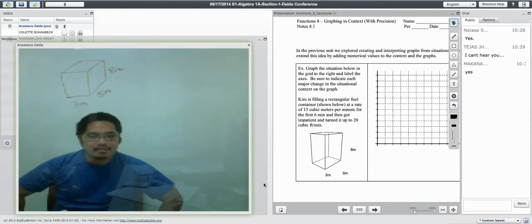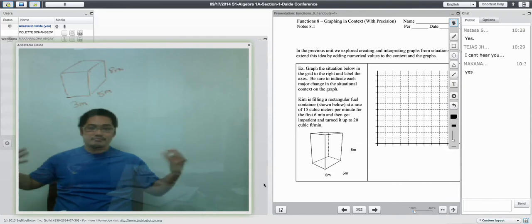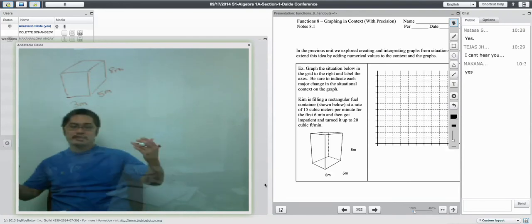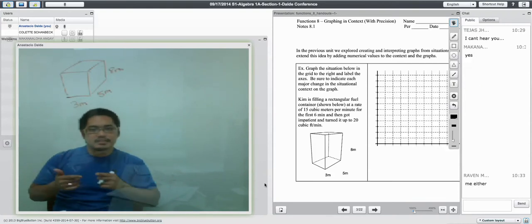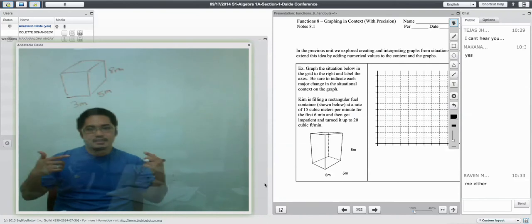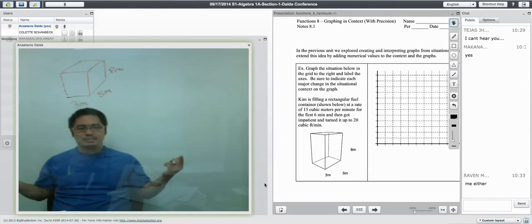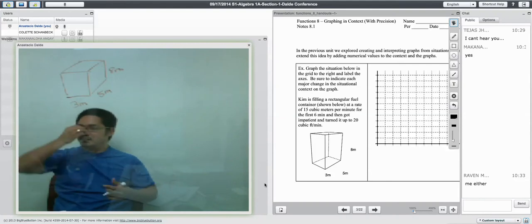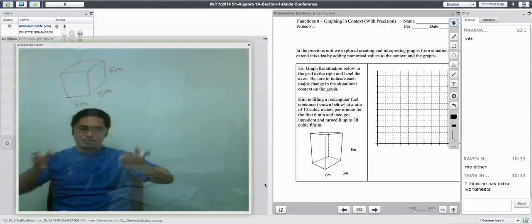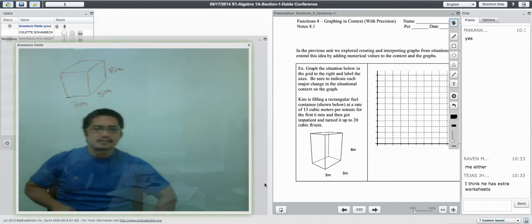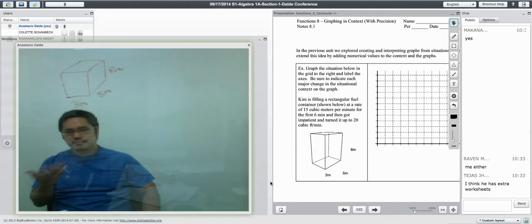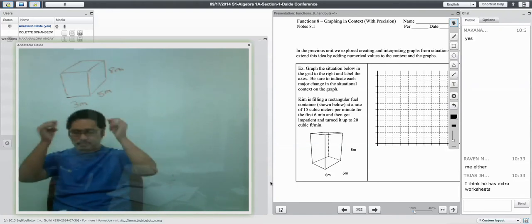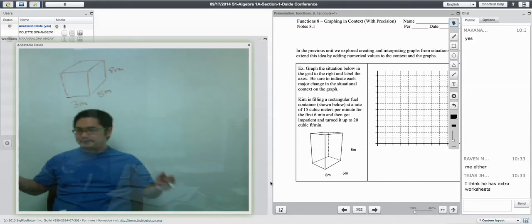Kim wants to fill up a rectangular fuel container, and she does it at a rate of 15 cubic meters per minute. After the first 6 minutes, she got impatient and cranked it up and put in 20 cubic feet per minute. Why would they give us 20 cubic feet per minute and 15 cubic meters per minute? I think that's a typo. Let's change that to 20 cubic meters in our mind. So now here's what we got.